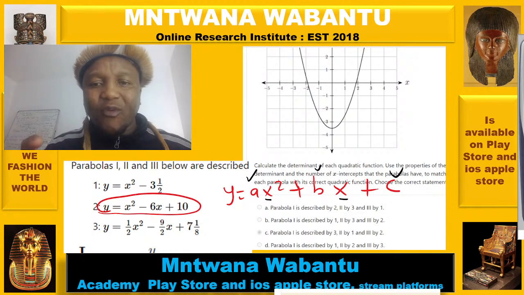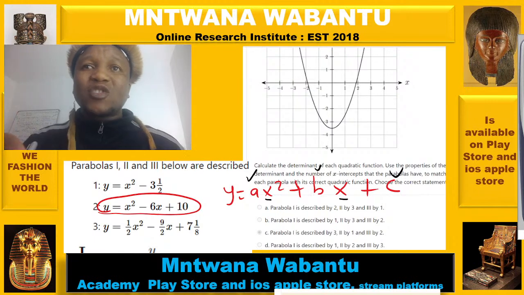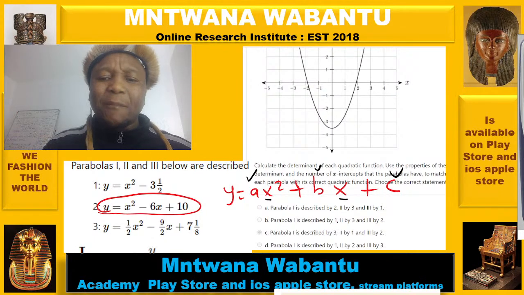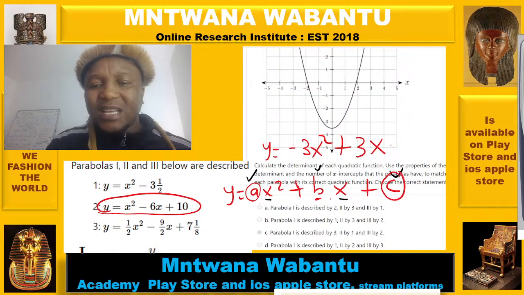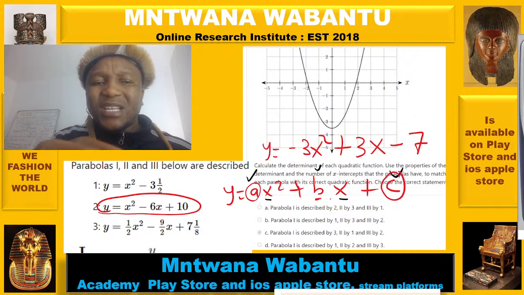So you have to memorize the formula. Mathematics has formulas, so you have to memorize them. What does that mean? For example, if somebody says y equals -3x squared, instead of a they say -3, and then in the position of b, let's say 3, and then we have x. In the position of c, let's say -7. So this equation here is quadratic.